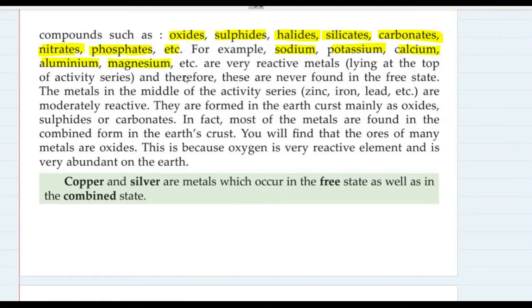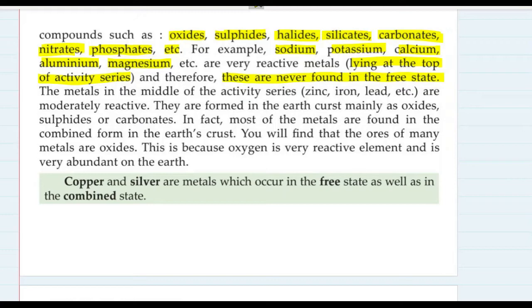Very reactive, right? Lying at the top of the reactivity series, and therefore these are never found in the free state. They are always found in the form of their oxides, sulfides, halides. You must be wondering what is a halide. A halide is a compound of a metal with a halogen. What is a halogen? Halogen is fluorine, chlorine, bromine or iodine. So a compound of a metal with chlorine, fluorine, bromine or iodine is known as a halide.